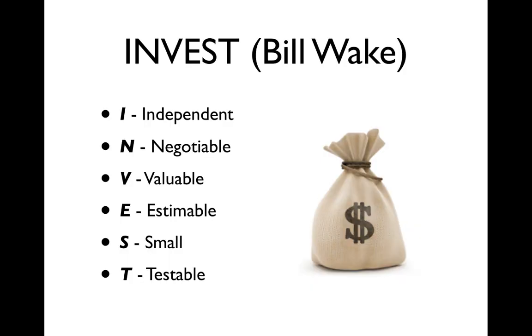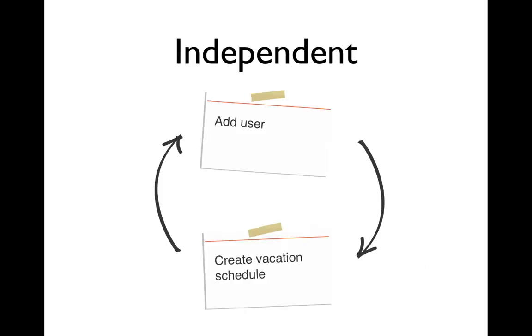Now there's a nice acronym Bill Wake created representing some of the characteristics we like to see in good user stories. Independent means treating our user stories as if there was no dependence between them. Now we don't always get this in practice. You need data before you can do reporting. But in many cases, treating stories as if they were independent helps our customers plan and prioritize.